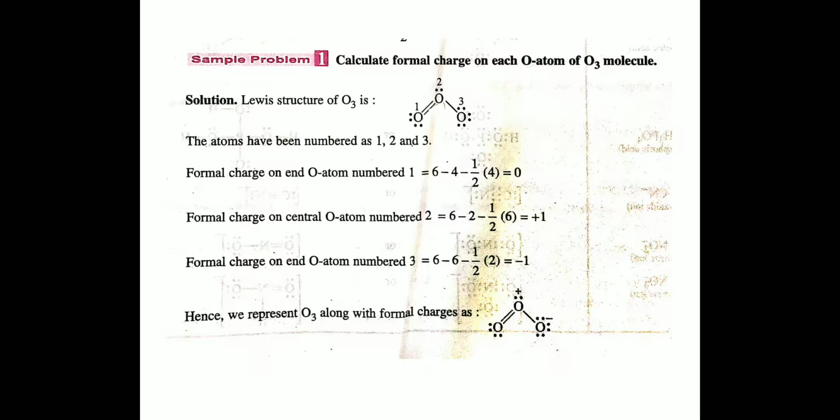Thirdly, formal charge on oxygen number 3. Here again, the number of valence electrons is 6, minus the lone pairs, we have 3 lone pairs, so the number of electrons in lone pair is 6, minus half the number of shared electrons, that is 2, since one bond is linked with oxygen number 3, so the number of shared electrons is 2. Thus we get the formal charge on oxygen number 3 as minus 1. So this is how we can calculate the formal charge.